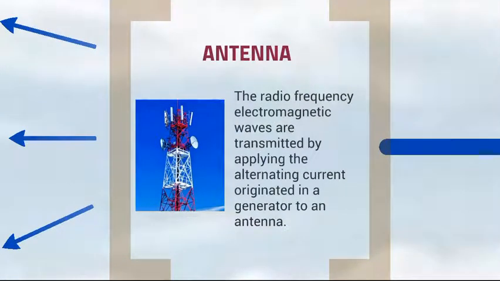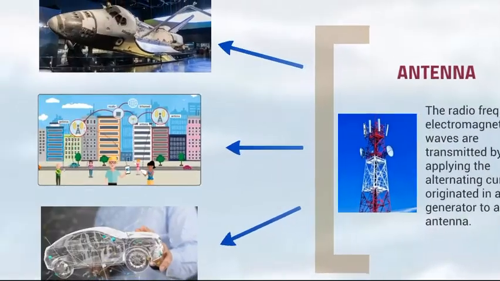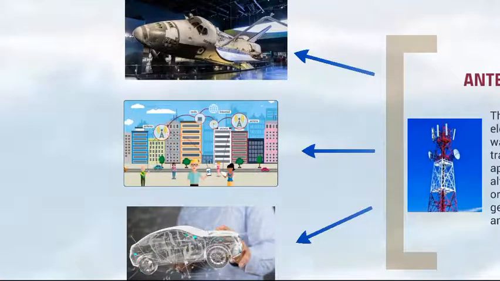Radio frequency electromagnetic waves are transmitted by applying the alternating current originated in a generator to an antenna. Industries such as aerospace, communications, automotive, and defense are looking to move away from mechanically steered antennas for radar and communications connectivity. I present videos in relation to the topic.